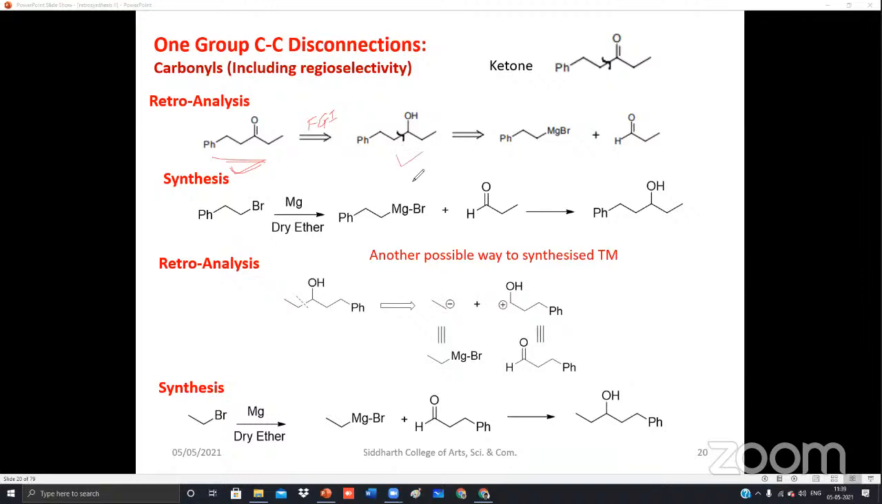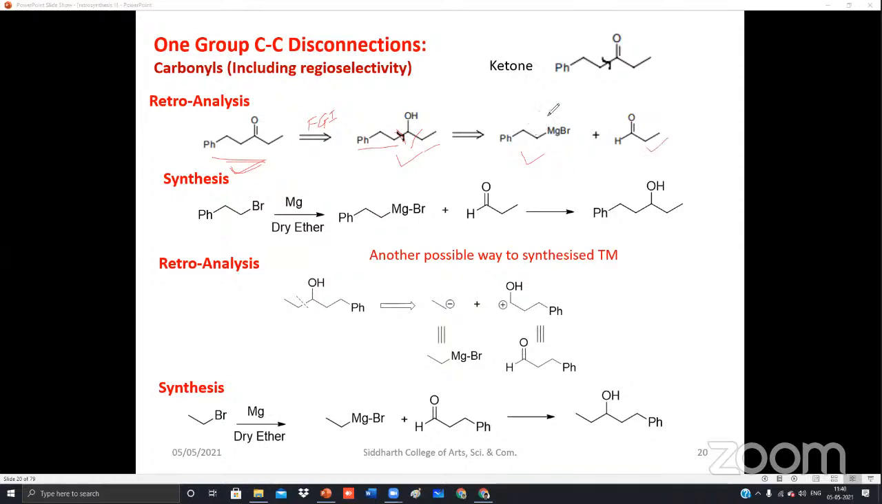And you end up with a secondary alcohol. Now, just now we have discussed the secondary alcohol, how to tackle it in the retro analysis. So we disconnect over here, or we can disconnect over here also. That depends on you, whether you have this GR available or this GR is available. Suppose we disconnect from this end, you will have here this particular GR and this propanol.